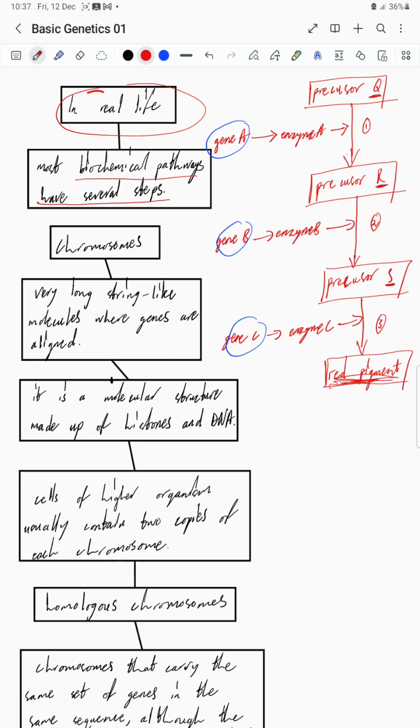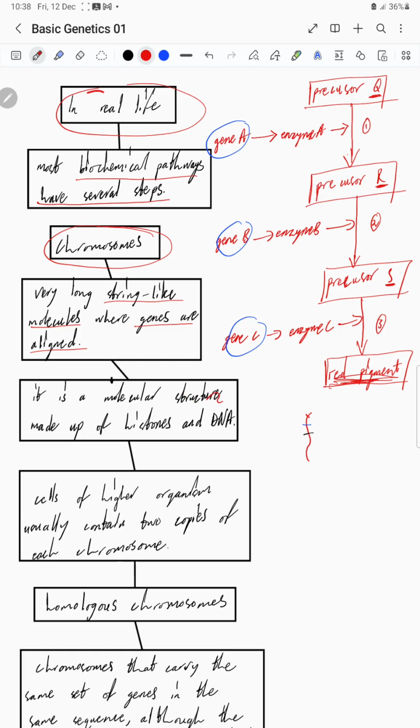Okay, let's go forward. So we have what are called chromosomes in the cells, in the nucleus. These are very long string-like molecules where genes are aligned. Let's say gene here, gene here, gene here. So okay, let's go on further.